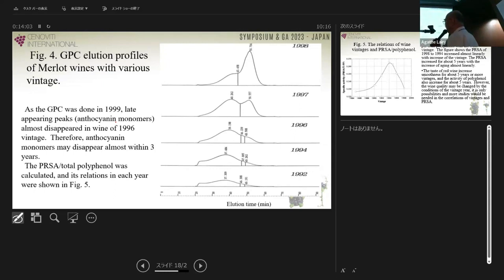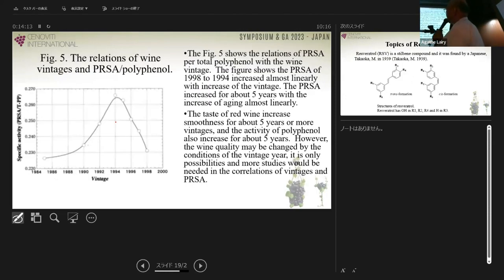The PRSA per total polyphenol was calculated, and its relation for each year is shown in the next slide. Figure 5 shows the relation of PRSA per total polyphenol with the wine vintage. The figure shows the PRSA from 1998 to 1994 linearly increased. So PRSA increased for about 5 years with aging, almost linearly.